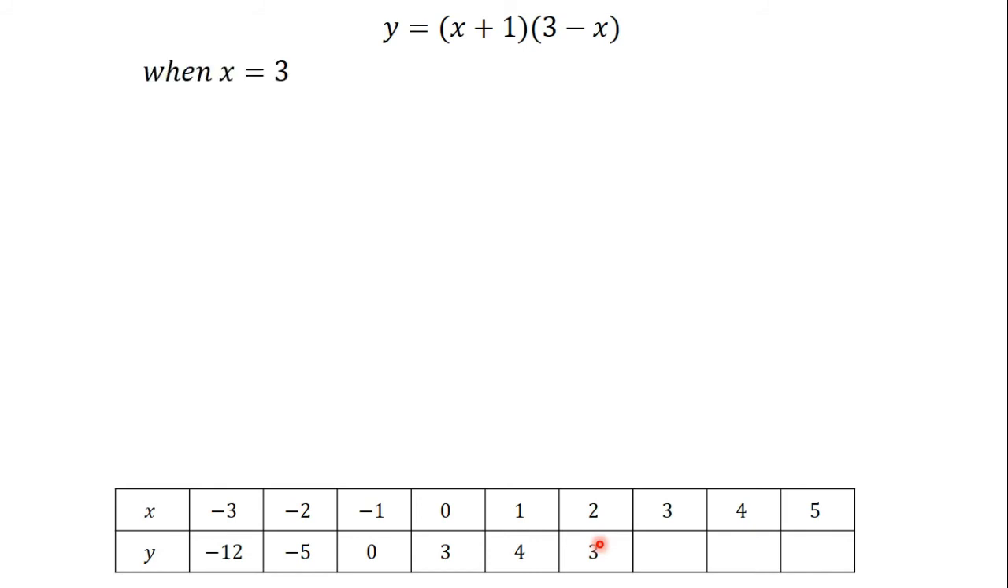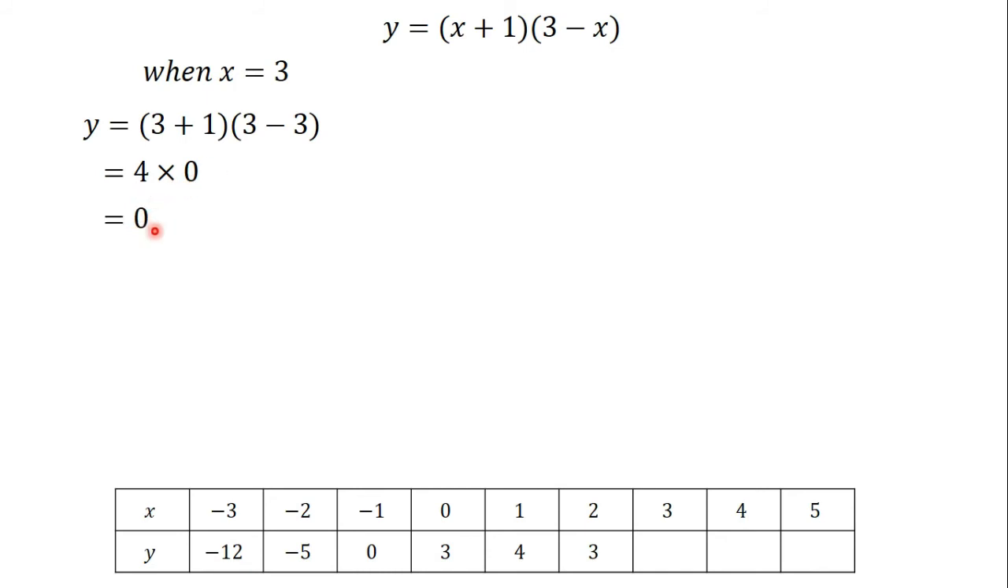The next x value is 3. When x is equal to 3, y will be equal to 3 + 1 in the first bracket, then 3 - 3 in the second bracket. 3 + 1 is 4. 3 - 3 is 0.